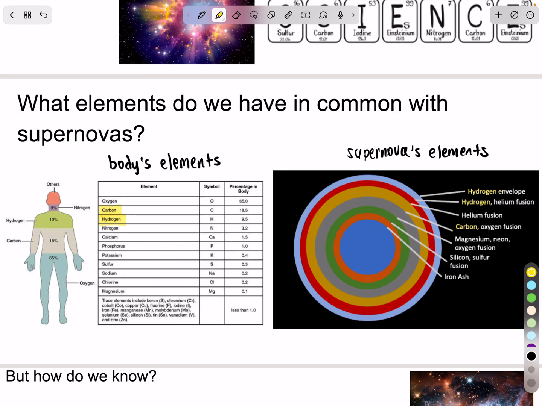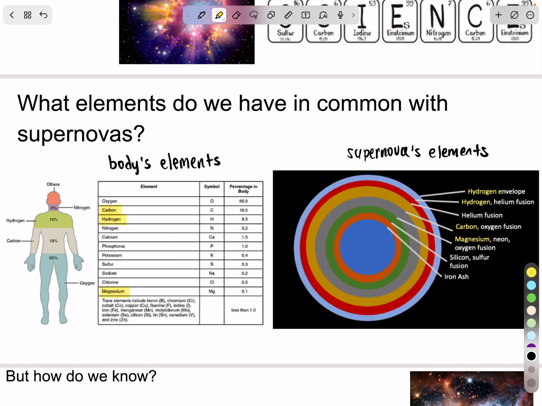What about magnesium? That's the one I said earlier. Magnesium, oxygen fusion. Are there any more? Do we see any more? If you see more, you circle them. Oh, hold on. Think. No. I know there's one more. Hold on. Copper, fluorine.